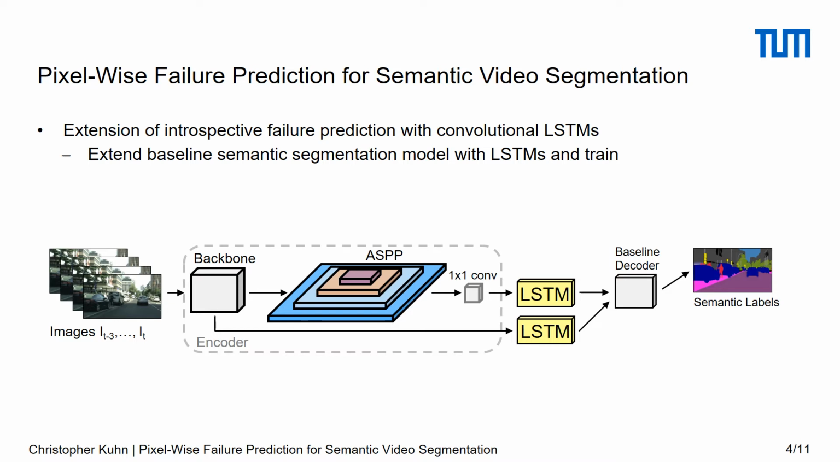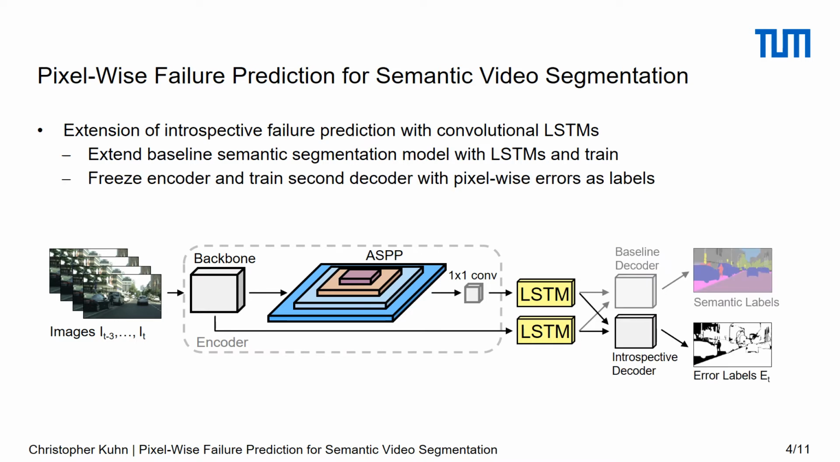Then we freeze the encoder and train a second decoder, this time with the pixel-wise errors the trained baseline semantic segmentation model has made on the whole training set. This gives us error labels, which the second decoder uses as a ground truth to assign each pixel of the given image sequence input a prediction of failure or success.